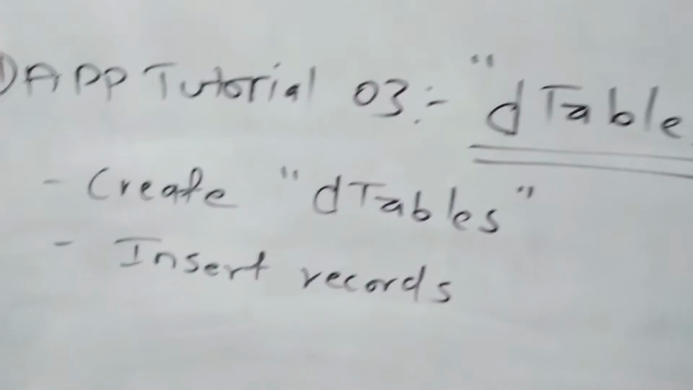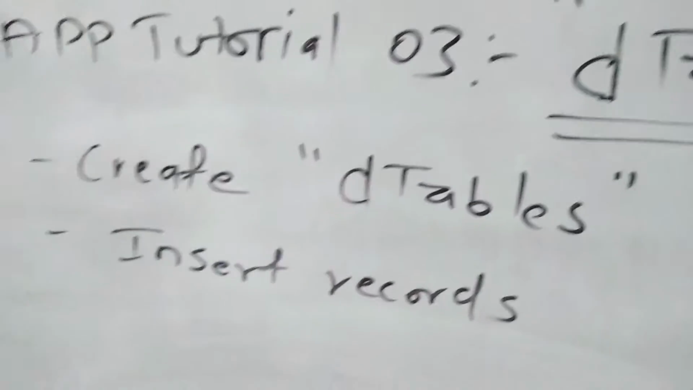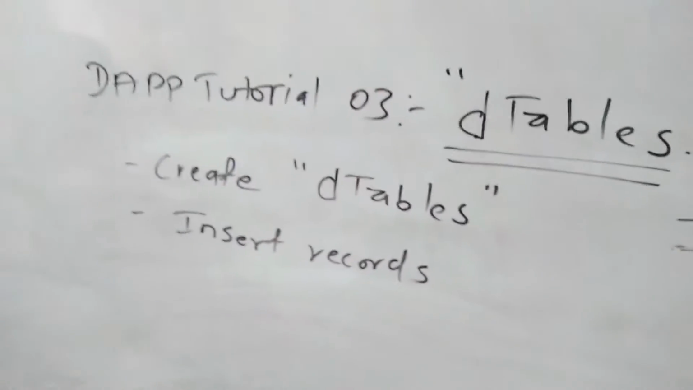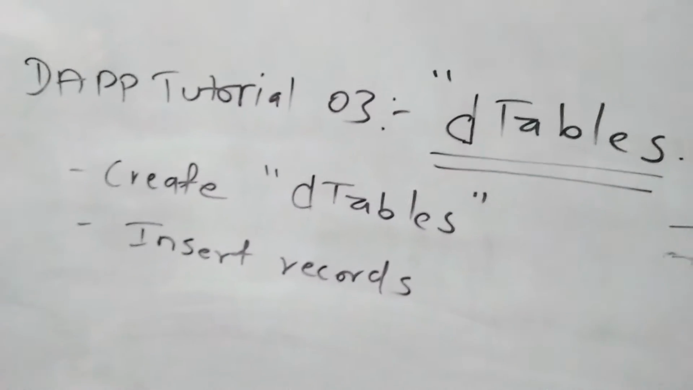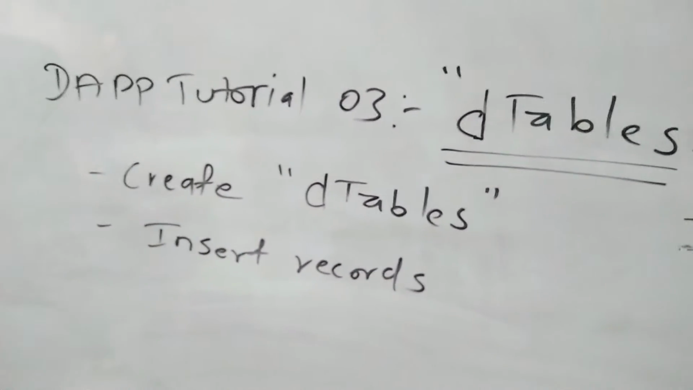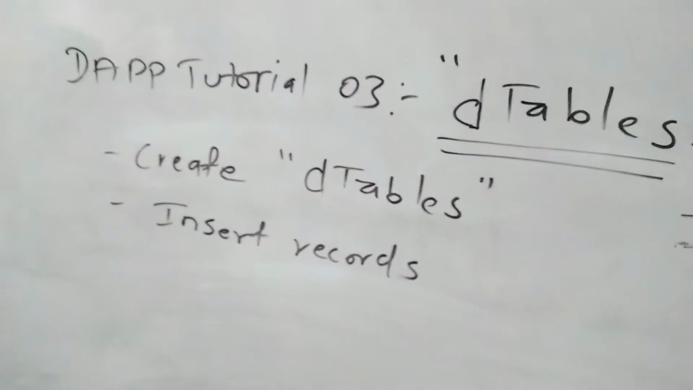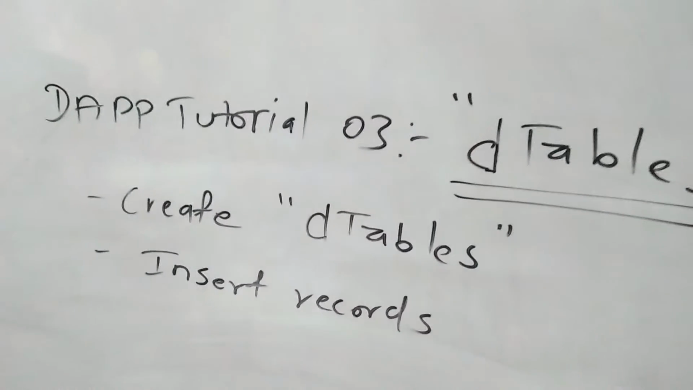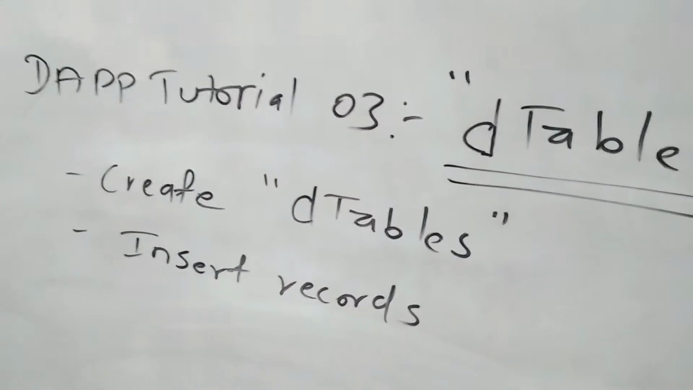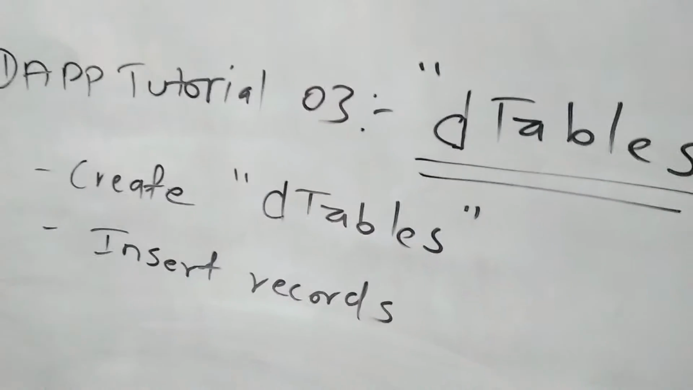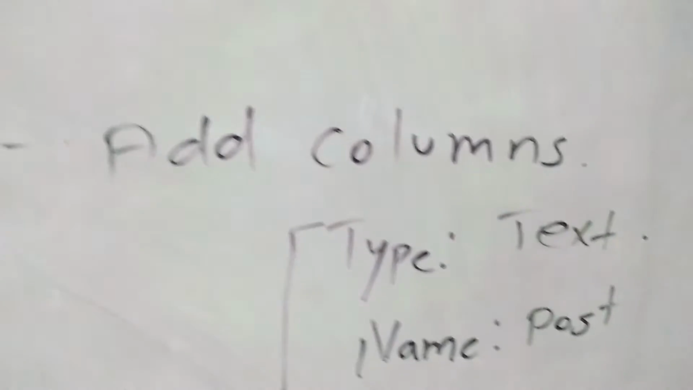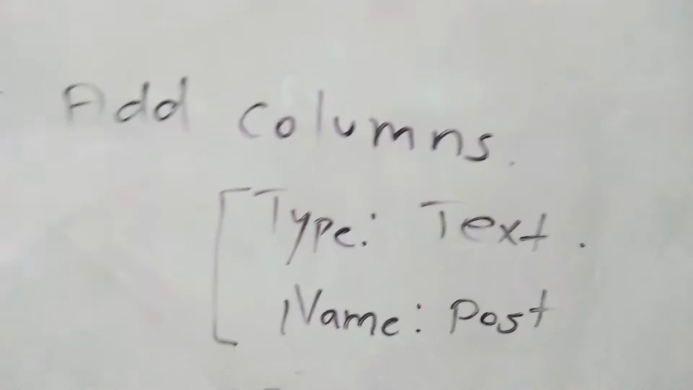So dTables, we will create dTables to insert records, right? So in case of centralized applications or decentralized applications, we have to store information or records. So in case of Dapp, we'll create dTables in Atra site console.atra.io, and we'll insert records, and for that we need to add columns, right?